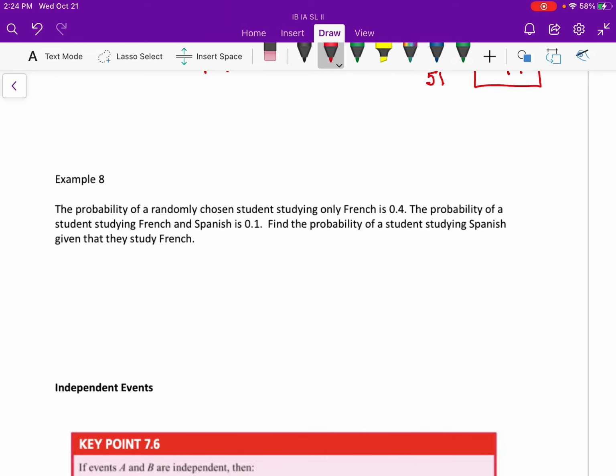All right, another example of conditional probability. The probability of a randomly chosen student studying French is 0.4. A student studying French and Spanish is 0.1. Find the probability of the student studying Spanish given that they study French. That sounds super confusing. I think I'm going to draw a Venn diagram because for me it helps figure out what we're trying to say.